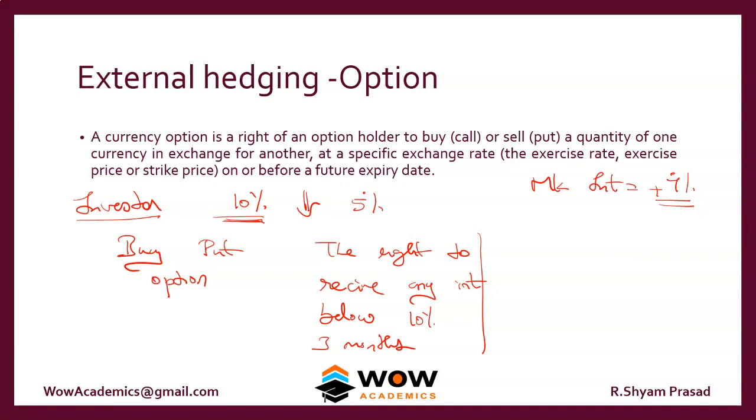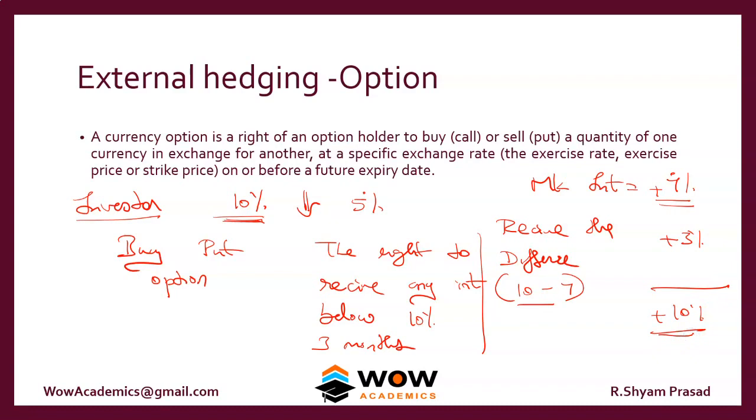But they have an option. As the option is now favorable for them, they will exercise their option and they will receive the difference. So what is the difference? As per the contract, they have the right to receive any interest below the 10%. So anything below the 10% is 10 minus 7. So they will receive 3%. So they have made a profit. So totally they have got again the 10% as the interest. So the hedge has worked perfectly for them.